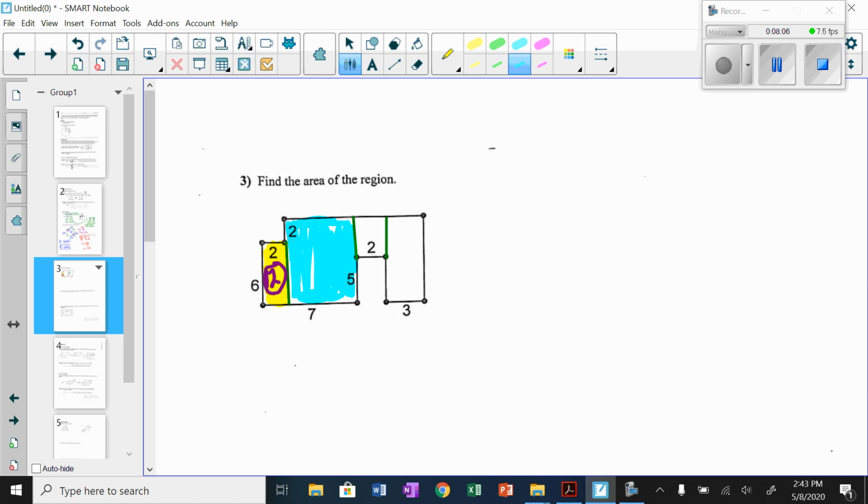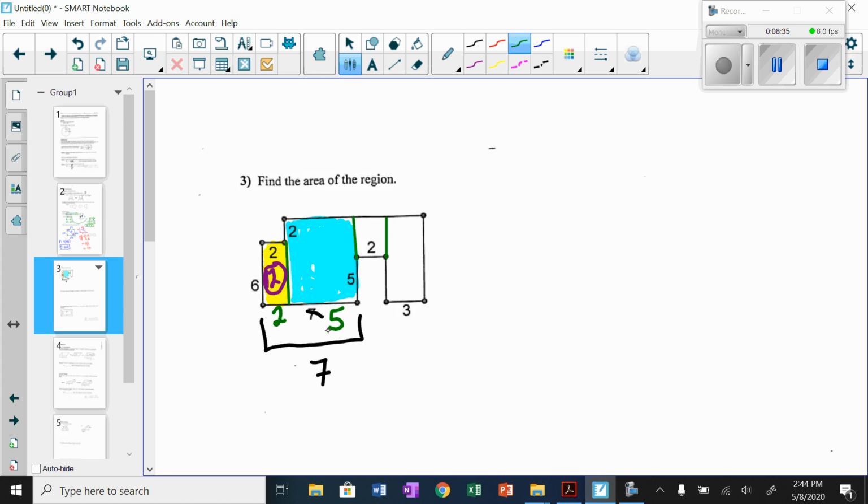Now, the base of this blue rectangle is not 7. That 7 was initially given to us as this whole base. So now I need to find the base of the blue rectangle. Well, in the yellow rectangle, opposite sides are congruent. So I know this is 2, which means the base of the blue rectangle is going to be 7 minus 2. That gives us 5. So now we know the base is 5.